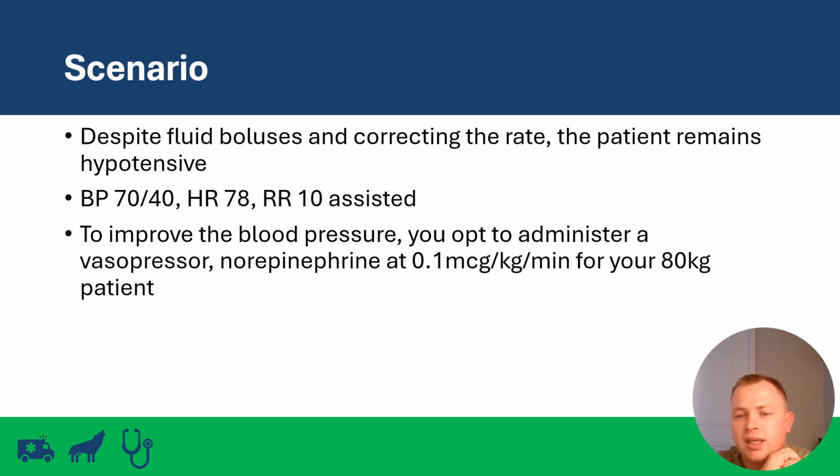So we gave them that atropine and corrected their rate. Here are our current vitals: a blood pressure of 70/40, still not that good, and a heart rate of 78, so that came up, and we're breathing for them at 10 breaths a minute. So we've corrected the rate, but they're still hypotensive, so we need to treat that hypotension. We've already given fluids in our scenario, so we're going to administer a vasopressor, starting with norepinephrine at 0.1 mics per kg per minute for our 80 kilo patient. I want you to pause and think about what your starting dose would be for that. Think about how you'd set it up and how you would administer it.